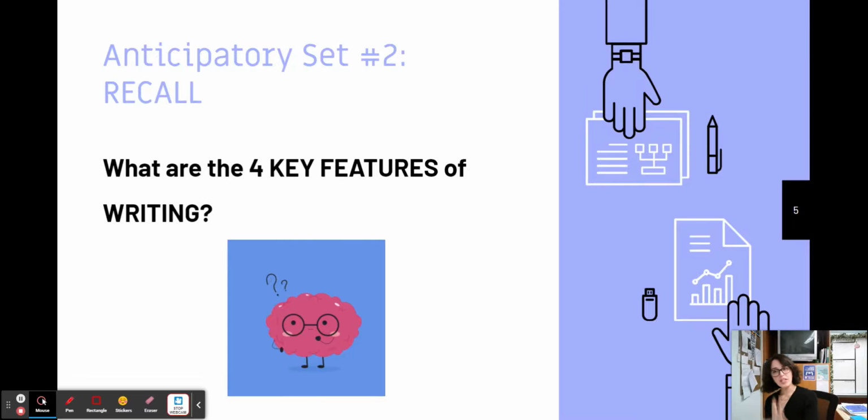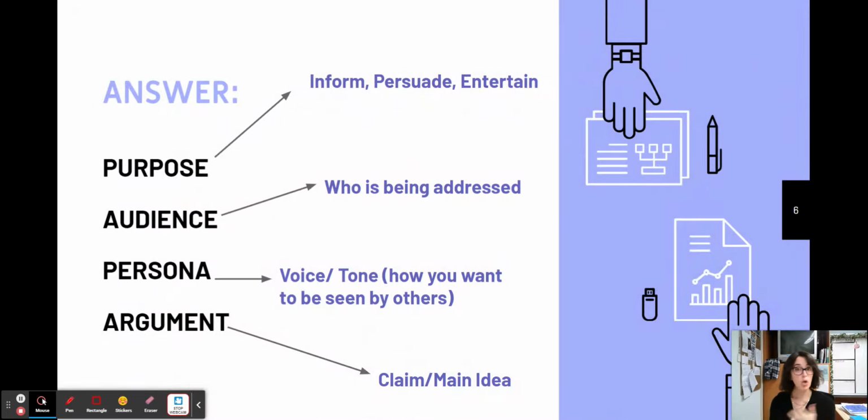So what are the four key features of writing? This is something that we covered about a week ago, and this is that PAPA acronym. So it is purpose, which is that verb word, right? What are you trying to do? Are you trying to inform, persuade, entertain, convince? Audience. Who is being addressed? Is that a classroom? Is that the president? Is that a senator? Is it your girlfriend, your boss?